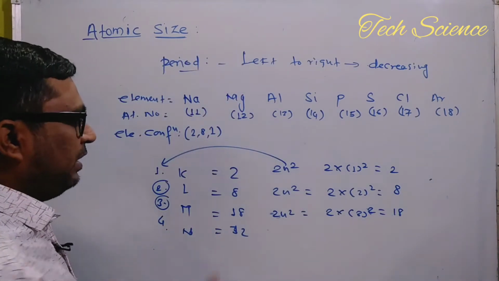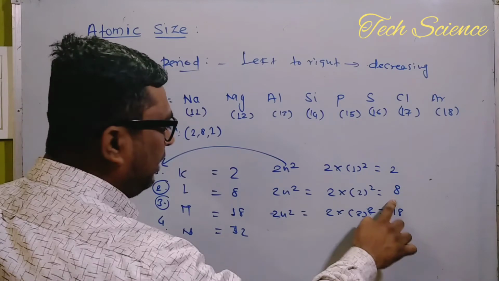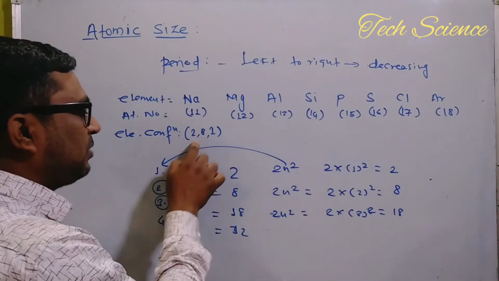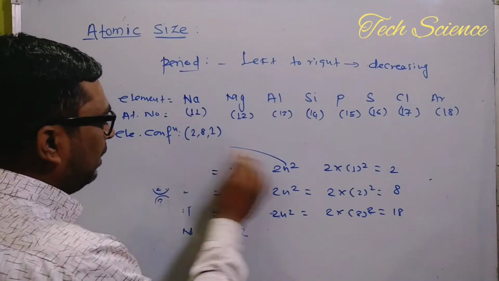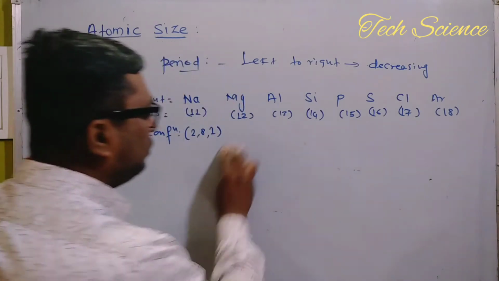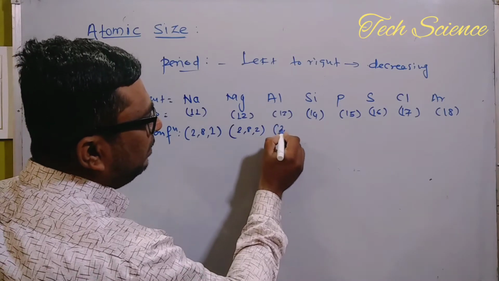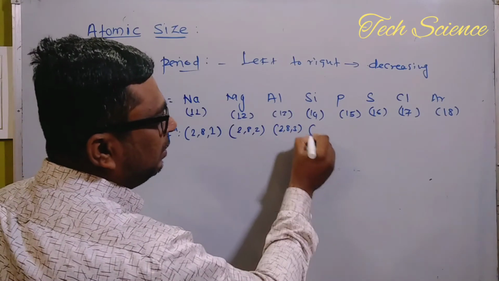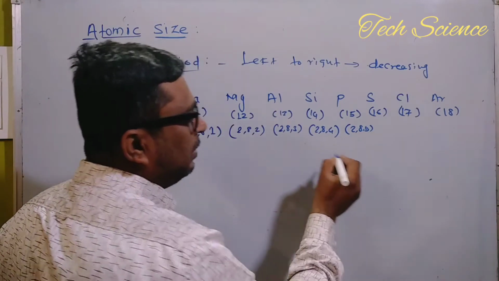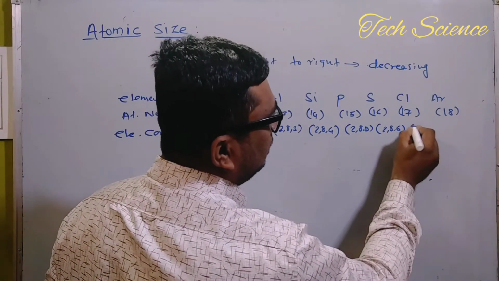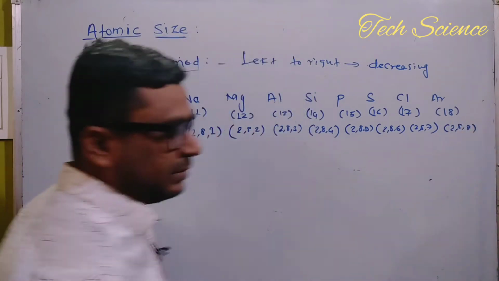So on the basis of this, we design the electronic configuration. First orbit 2, maximum capacity 2. I put 2. Second orbit 8, maximum capacity is of course 8. 8 plus 2 is 10. How much remains? Only 1 remains. So sodium is 2, 8, 1. Now what about magnesium? Of course, the atomic number is 12. So here 2, 8, 2. Atomic number of aluminium is 13. 2, 8, 3. Silicon 2, 8, 4. Phosphorus 2, 8, 5. Sulfur 2, 8, 6. Chlorine 2, 8, 7. And argon 2, 8, 8.